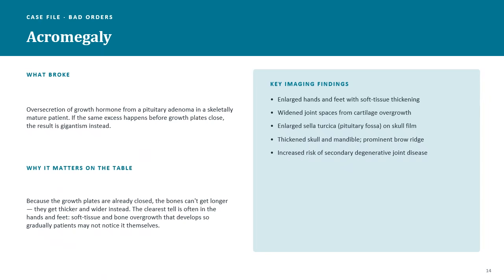The opposite of this would be if this overproduction of growth hormones were happening in a child where the growth plates have not closed yet. If the pituitary gland is overproducing in the case of a child, it would result in the condition of gigantism. Now, one of the signs of acromegaly, which you can often see in the hands and the feet, is soft tissue and also bone overgrowth.